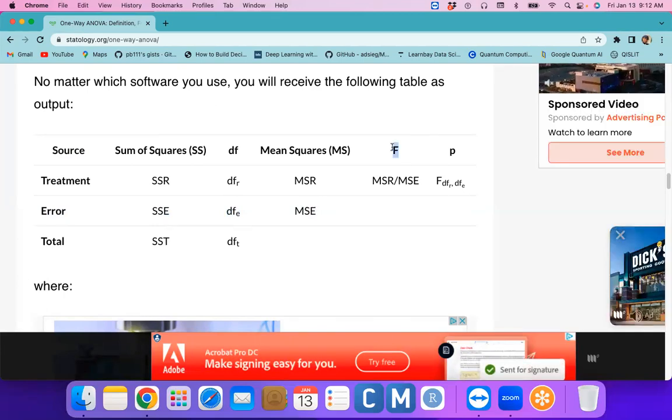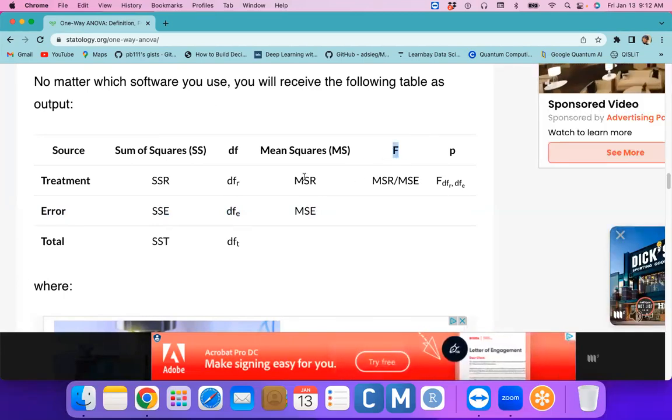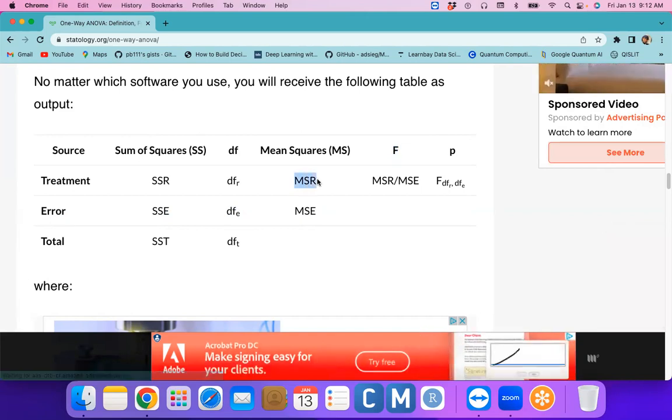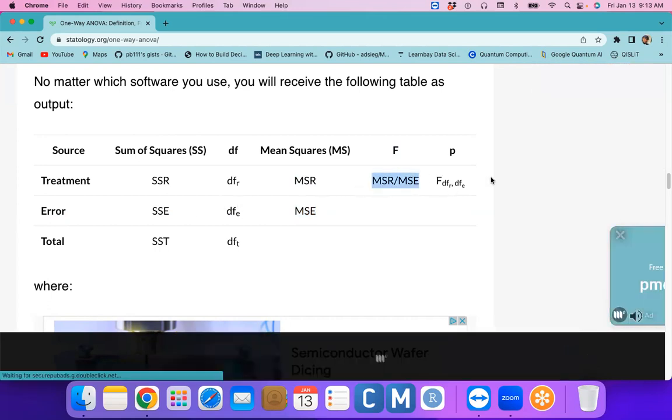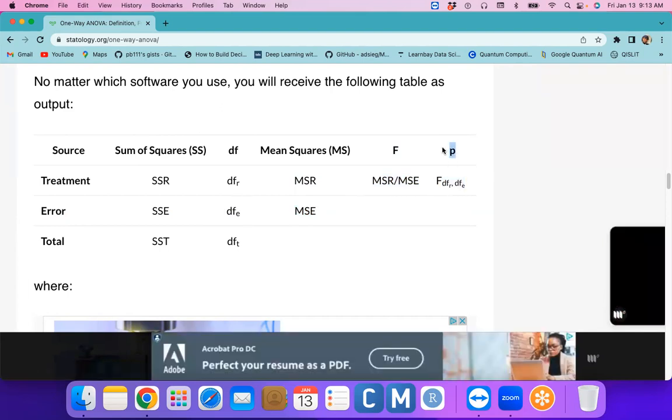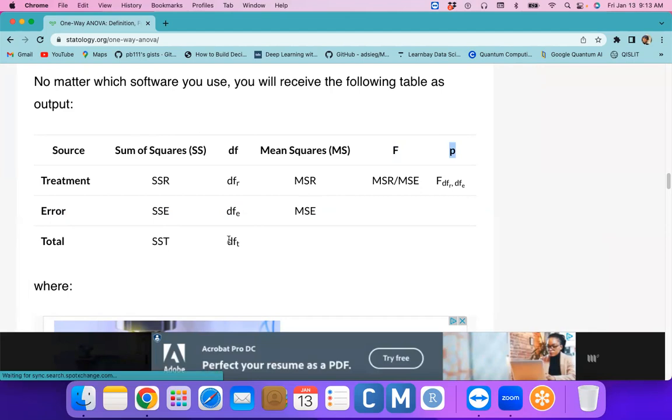Okay. How can we get the F? So F is obtained from the mean square regression divided by the mean square error, MSR by MSE. That's the way we can calculate the F value. So once we have an F value and the degree of freedom with error, we can calculate the P value. So this is the ANOVA table.